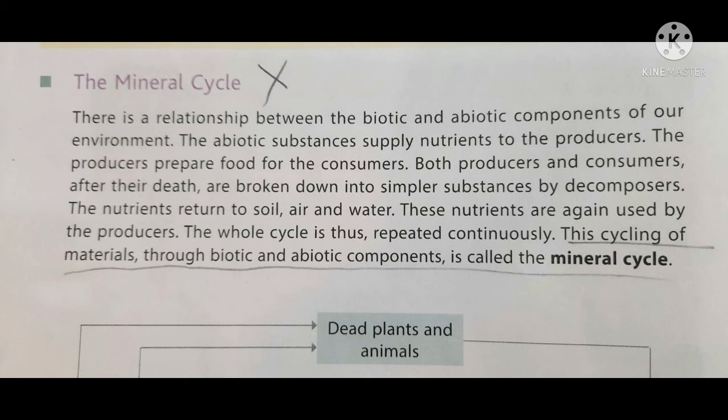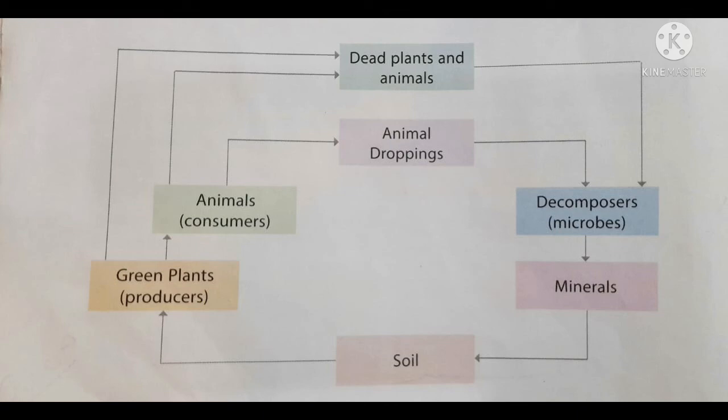These nutrients are again used by the producers. The whole cycle is thus repeated continuously. This cycling of materials through biotic and abiotic components is the mineral cycle. So the cycling of materials through biotic and abiotic components is called the mineral cycle. You can also see interrelationships among different components of the environment on the screen. Let's see the next page.